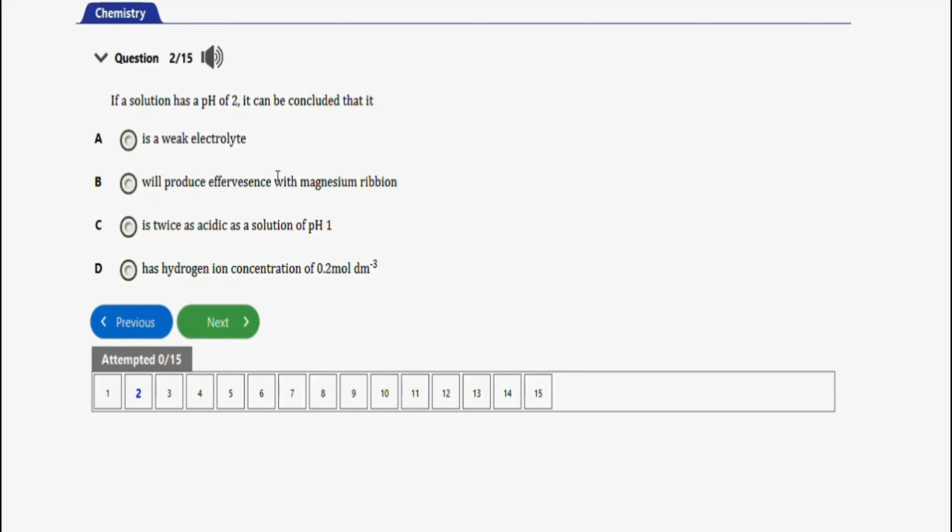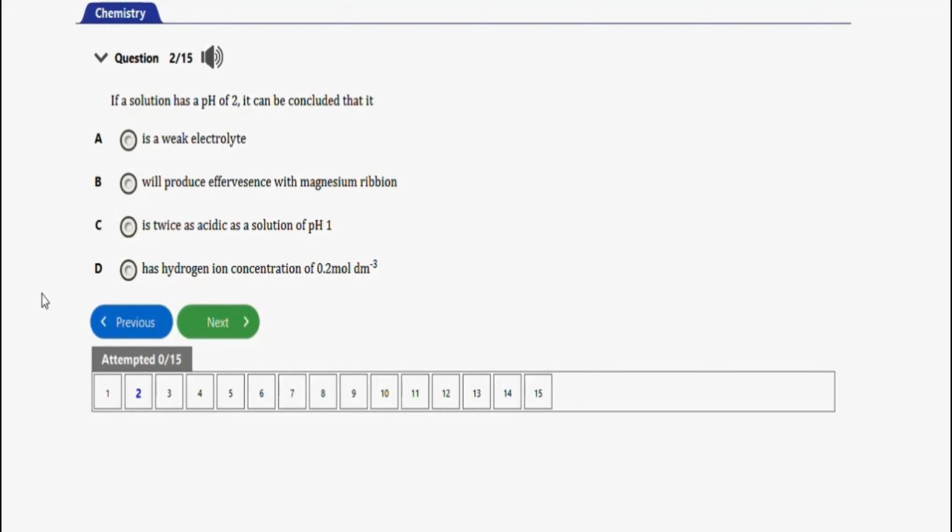Alright, so a pH of 2 is an indication of a strong acid. So basically, strong acids react with metals to release hydrogen gas. That evolution of hydrogen gas is the effervescence. So when strong acids, for example hydrochloric acid, react with magnesium, you're going to have an output of magnesium chloride and hydrogen gas being evolved. So the right option is option B, effervescence with magnesium ribbon.